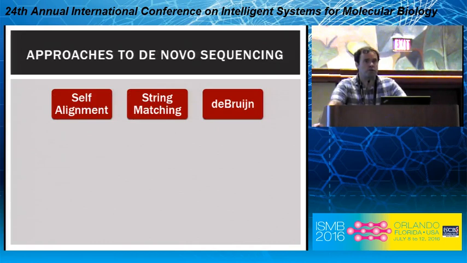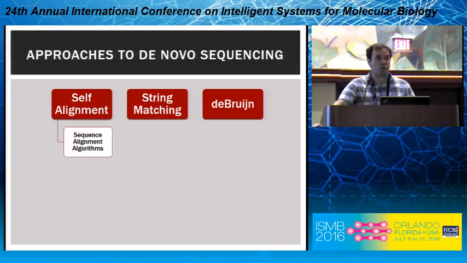We're not, of course, the first people to address this. There are a number of tools out there taking different approaches. One obvious approach is just self-alignment, using something like Smith-Waterman to align the sequence to itself and look for common subsequences. The problem with that is that it's just not scalable to a whole genome approach.